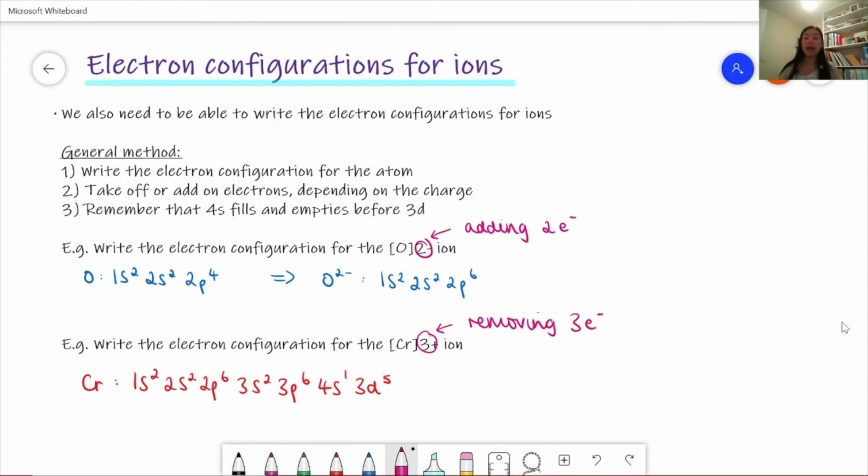And then because we have a 3+ charge, that means we're removing 3 electrons, because electrons are negatively charged. So if the charge is going from 0 to +3, we must be removing 3 electrons. And so what we have is that for this chromium 3+, we have 1s2, 2s2, 2p6, 3s2, 3p6, and now we need to remember that 4s will empty before 3d. And so we've emptied this one here, so this one is not here anymore, and then we need to remove 2 from this one. So then what we get is 3d3.